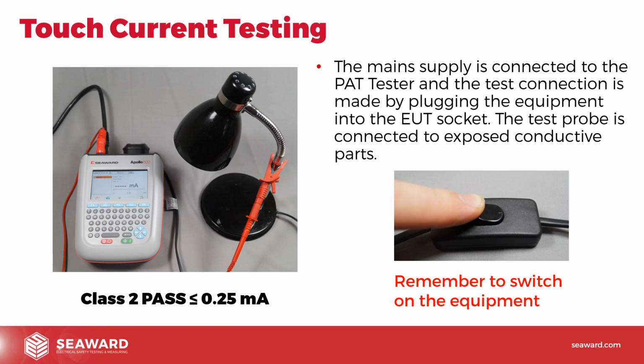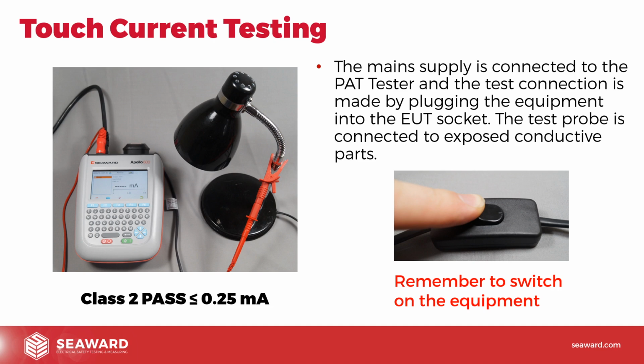So the main supply is connected to the PAT tester. The test connection is made by plugging the equipment into the EUT, and the test probe is connected to the exposed conductive part. And just reiterating, the pass-fail limit that we're looking for is less than or equal to 0.25 milliamps. So a relatively straightforward test setup there. You can see how these things are connected, and we carry out the test for a period of time. Again, it doesn't need to be too long, just enough time to turn the lamp on, and we get our reading, hopefully less than 0.25 milliamps.